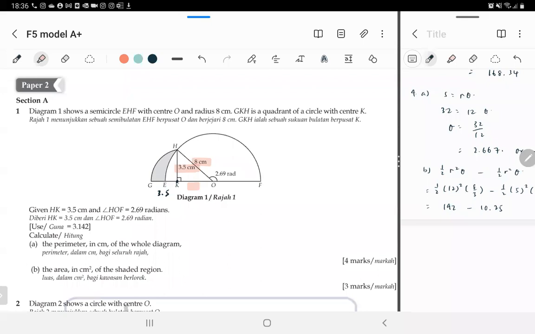KO is 7.19, correct? Take the longer decimal, 7.1937, in case, because we are still in the middle of the working.